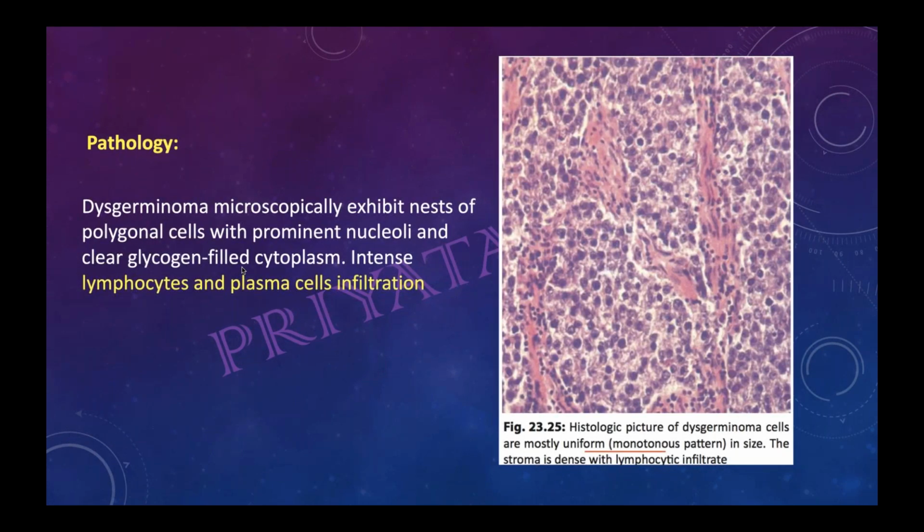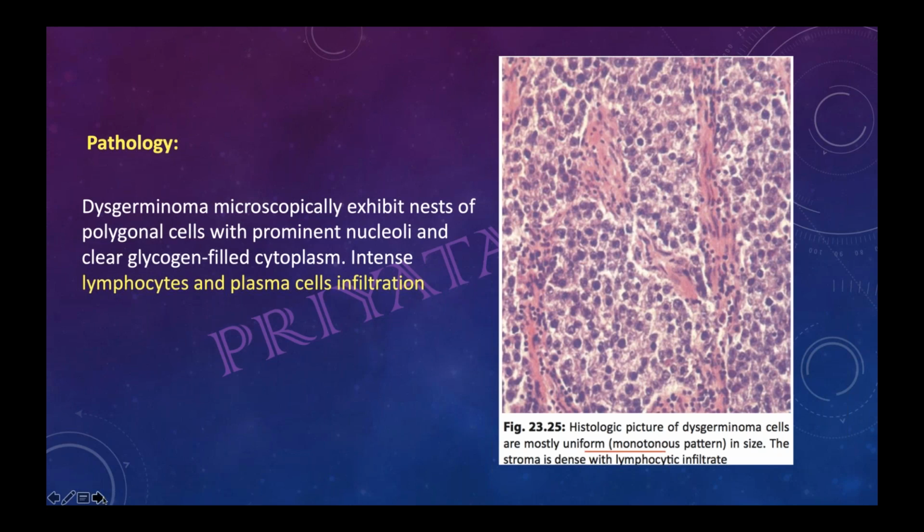Now you will find a question, this is important for part 2 people. This is the histology picture, no need to remember it. Just what you have to remember is that usually a monotonous pattern of cells is present in size. You can see these are almost similar looking. But what is the clue in the question? There is lymphocyte and plasma cell infiltration here. So you will get a question where they will say there had been a tumor, and in the histology there had been lymphocytes. Your answer will be dysgerminoma.